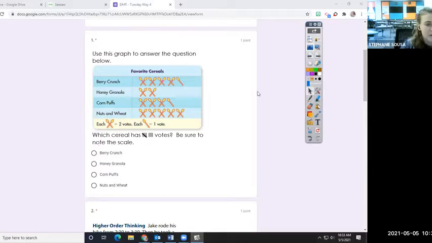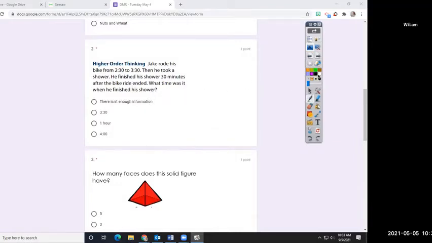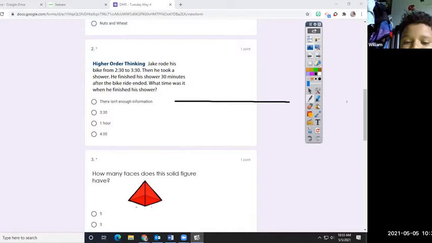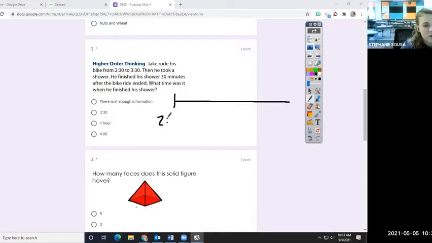All righty. Next up, Jake rode his bike from 2:30 to 3:30. So I'm going to make a little timeline here. He started his bike ride at 2:30. He finished his bike ride at 3:30. I notice that the minutes stay the same, the hour changed, so that's 1 hour, okay?